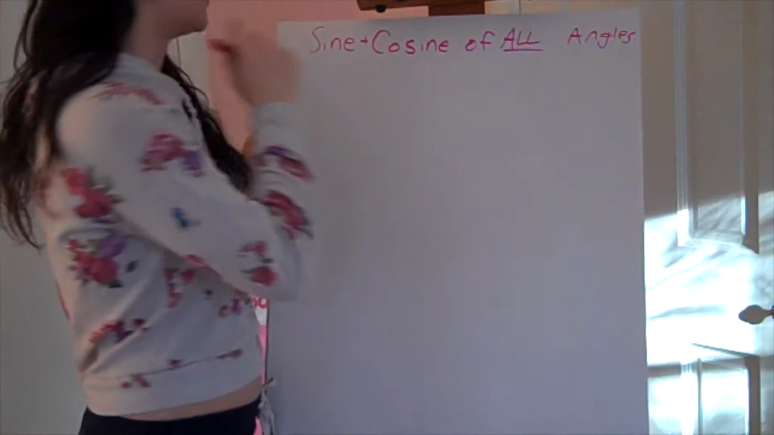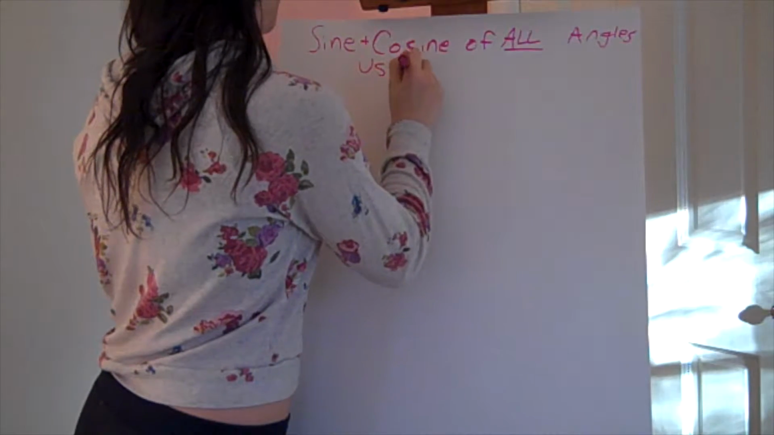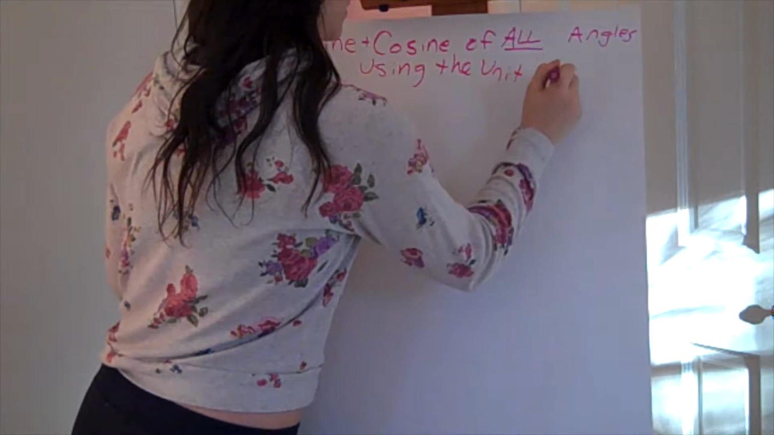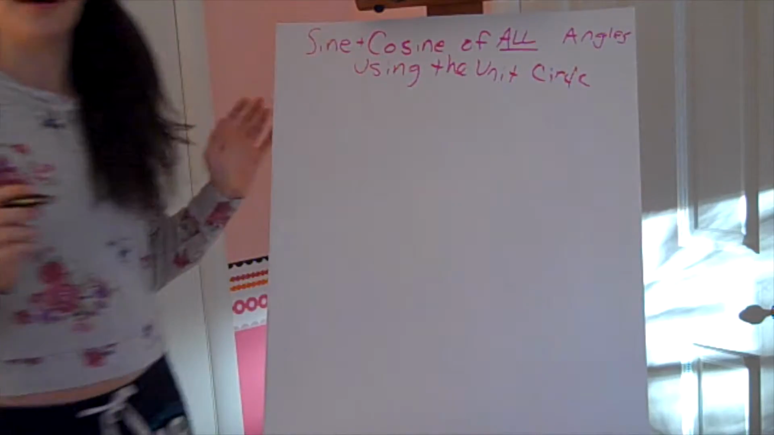So we're going to find the sine and the cosine of all angles using the unit circle. So first of all, what is the unit circle?